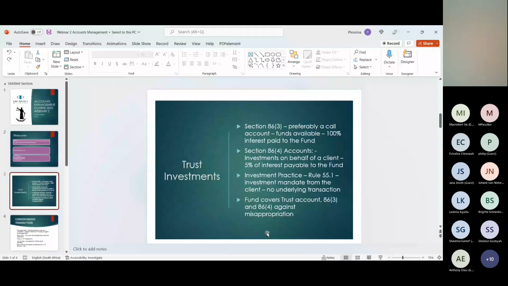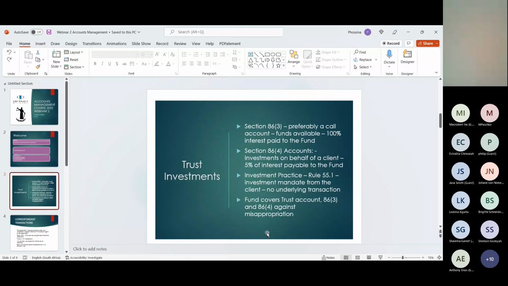And then section 86(4), this one is particularly for clients. What is special about a section 86(4) account is that it is protected by the Legal Practice Fidelity Fund. It is protected in that if anything happens to the funds and they are misappropriated, then the fund can replace or pay over the money to the clients. It is a fund of last resort, but at least your clients will have some insurance of some sort. And then interest that is earned in a section 86(4) account, 5% goes to the client, and then 5% goes to the fund.